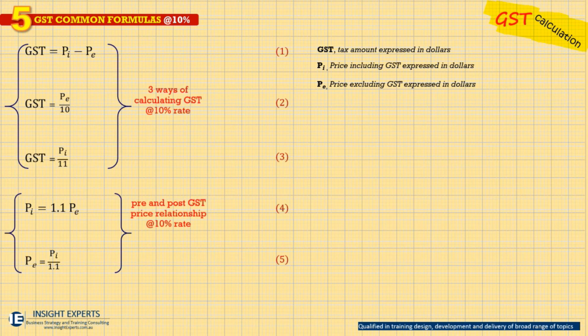Now, the formulas are split into 2 categories. We have category 1, which includes formula 1, 2, and 3, and describes the different ways of calculating the GST. Any of those, equation 1, 2, or 3 would give you the same GST answer. Now, which one to use depends on what you have. The other category consists of equations 4 and 5, and that describes the relationship between the price before and after tax and how to calculate each.